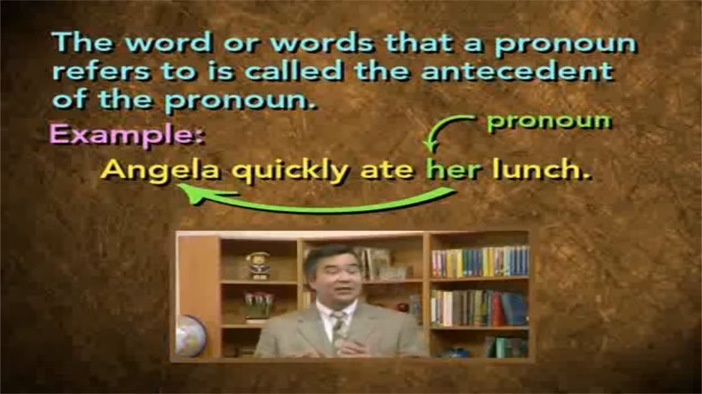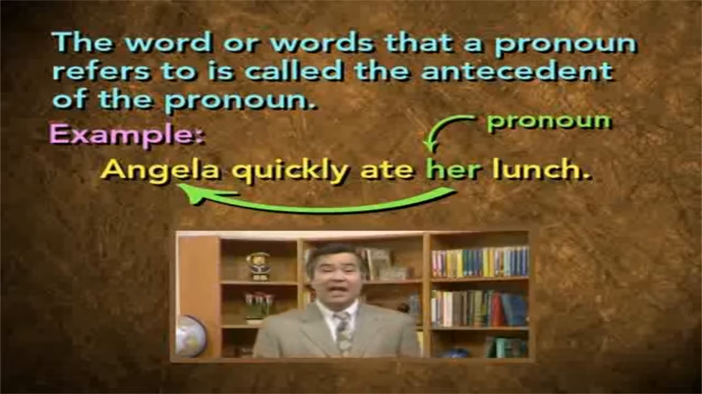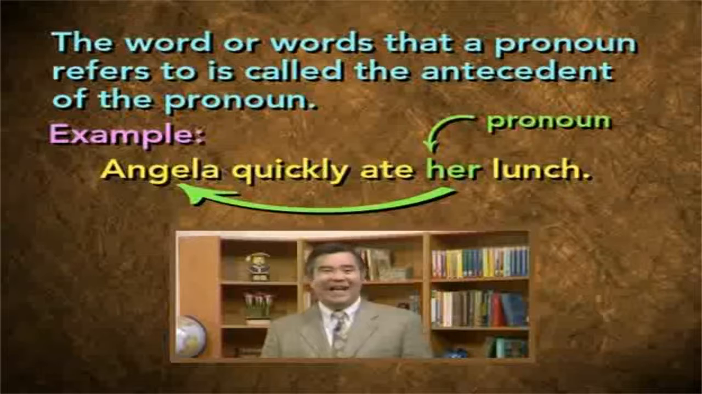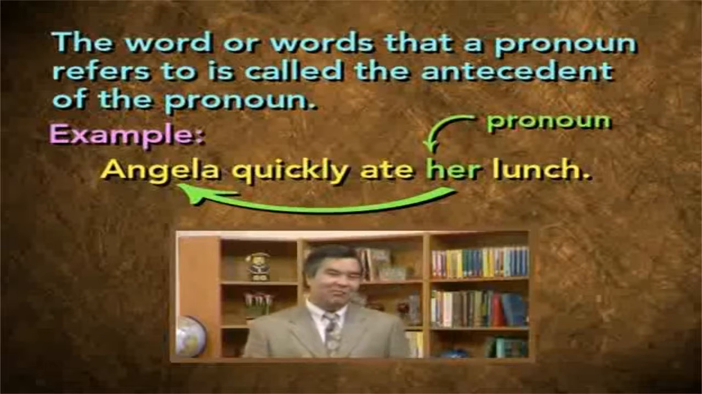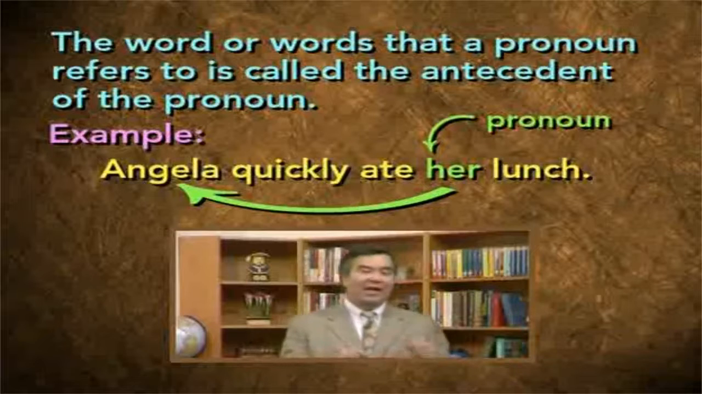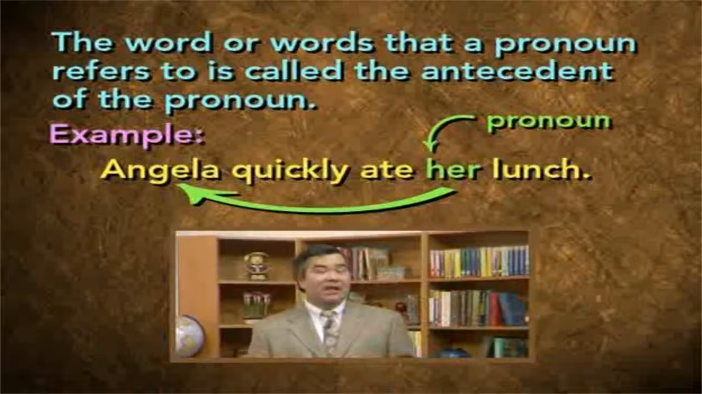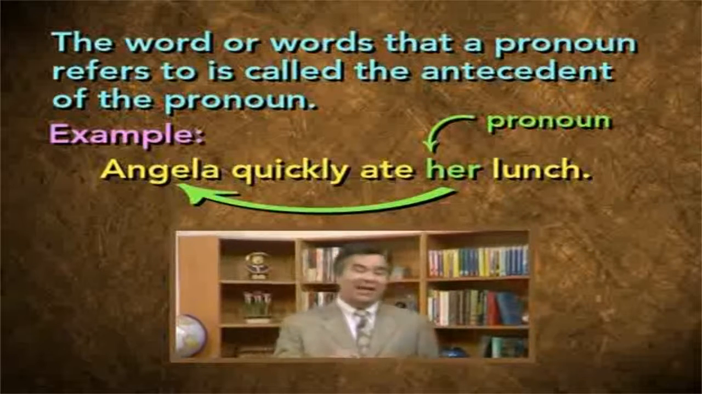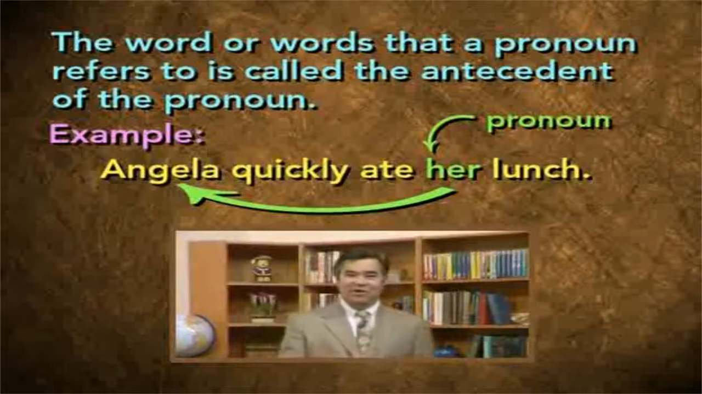It takes the place of Angela because in writing this sentence, the author could have repeated that noun, Angela. The sentence could have said, Angela quickly ate Angela's lunch. But that sounds a little awkward and repetitious, doesn't it? So instead, the writer substituted the pronoun her for the noun Angela's and wrote, Angela quickly ate her lunch. That means that the antecedent of the pronoun her is Angela. Angela is the noun to which the pronoun her refers.